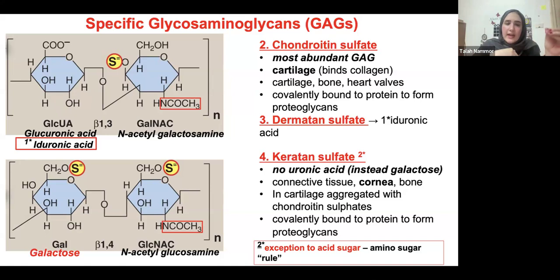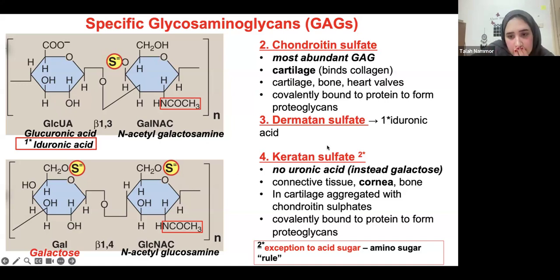And the glucuronic acid, it's iduronic with an acetyl galactosamine. Keratan sulfate, it's special. Why is it special? Because we don't have an acid or an acid sugar. We have the sugar itself, which is galactose. Okay, so galactose with an acetyl what? Glucosamine, because it's not going to be galactose again.